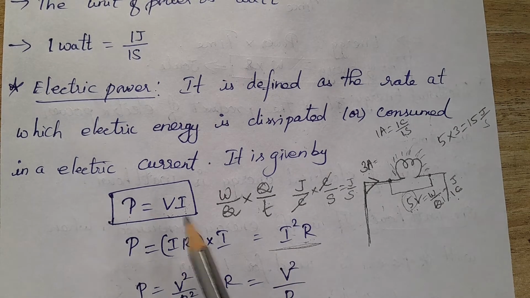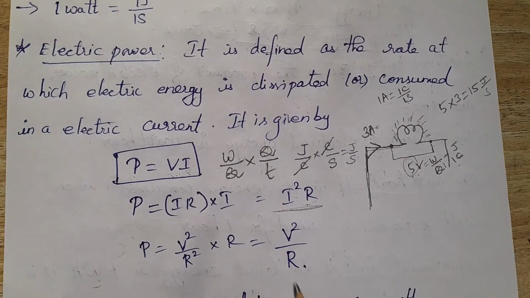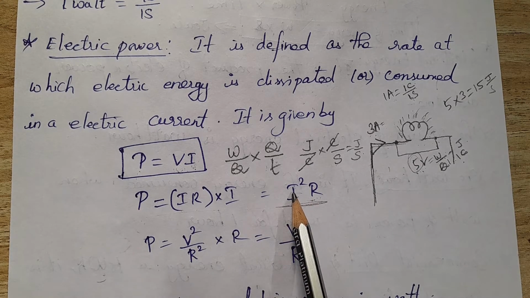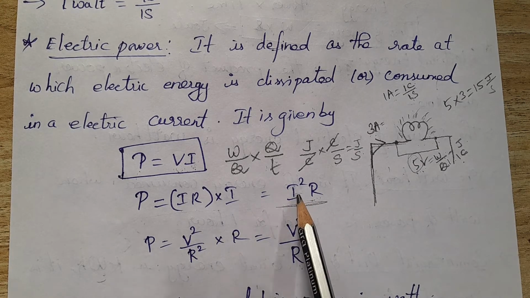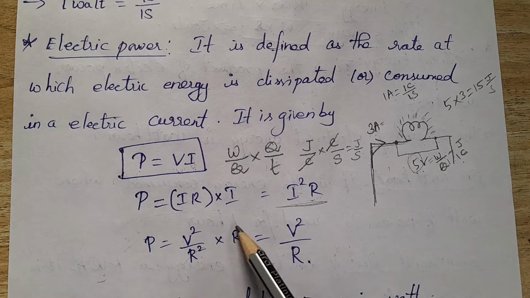P equals I square R when R and I are given. If they give I and V, you can go by this formula. In case they are given only volt and resistance, then you can go by this formula. Using Ohm's law, I equals V by R, so I square equals V square by R square. R gets cancelled, so V square by R.